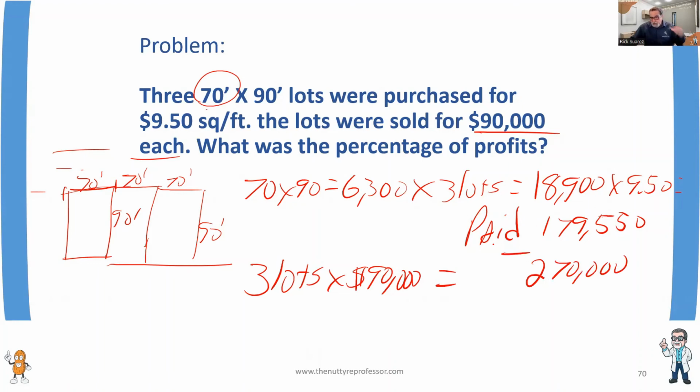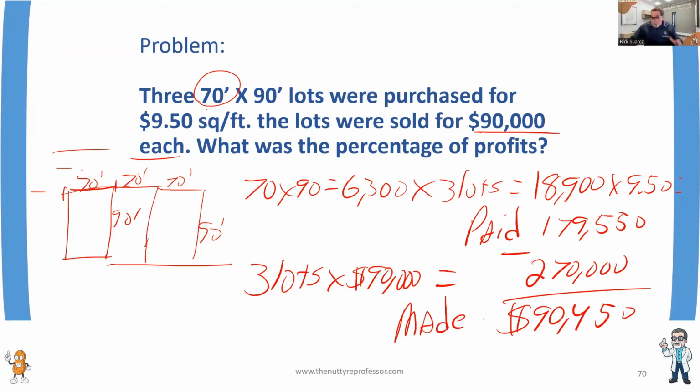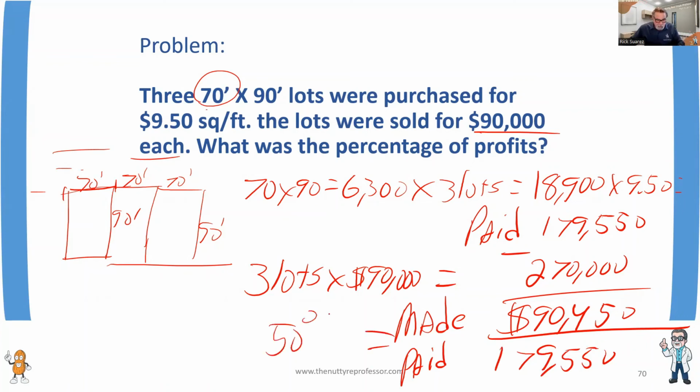And, subtract, obviously you got to put the larger number on top, but no big deal. We can work backwards too. When you subtract one from the other, the profit is 90,450. So what's this? Well, this is the made. This is how much money was made. Great return. And what was paid? What was the paid amount? 179,550. When you divide one into the other, the profit is 50%. And that should conclude your problem, and that should do everything right here.